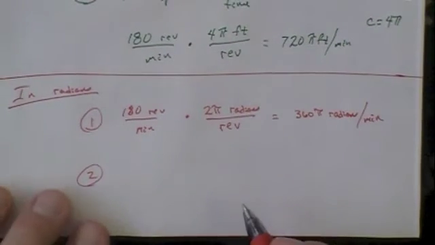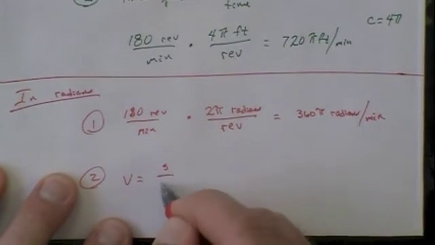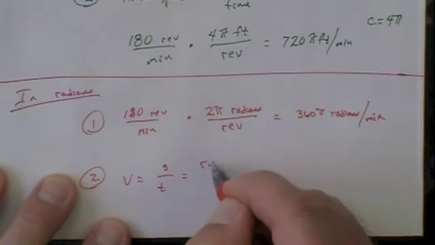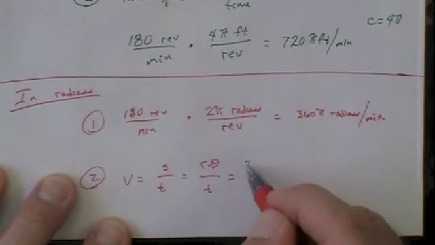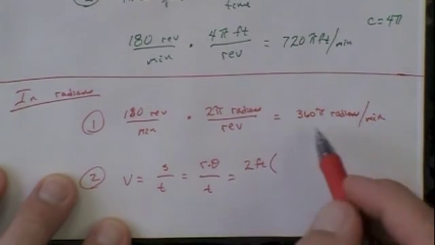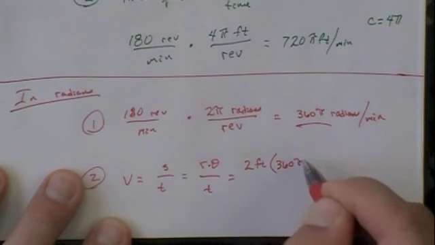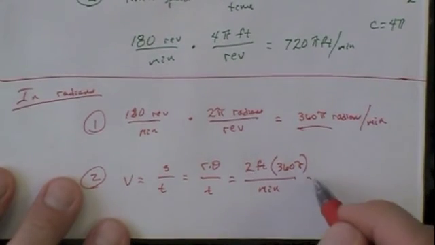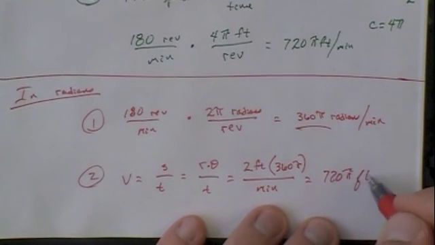Now in terms of our linear speed, again we have our formula. V is equal to S over T. Now we know that our arc length is R times theta. Take that over our time. So we know that the radius is 2 feet and that our angle we just determined up here was 360 pi. And we're taking that over our time, and that's in 1 minute. So when we multiply that out, we get 720 pi feet per minute.